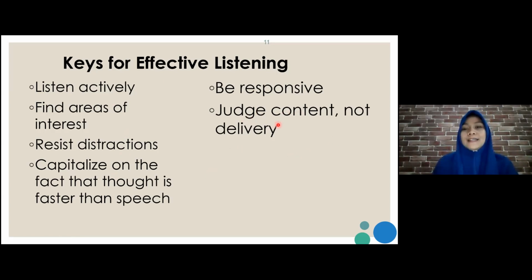So please focus on the content, not the delivery. Perhaps I will explain to you. There are many styles of leadership that can influence communication. Okay, so focus on the content, not the delivery.